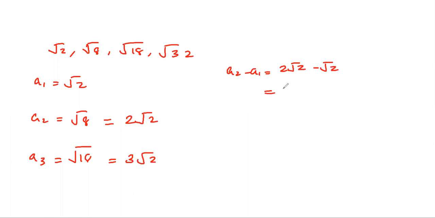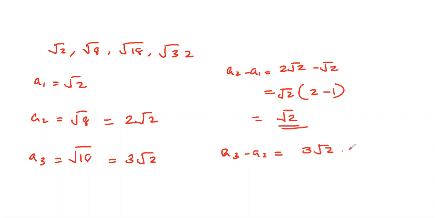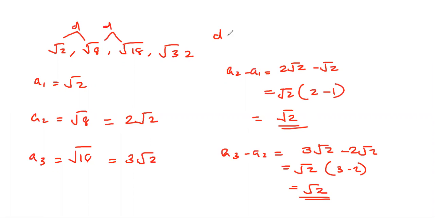If you want, you can take root 2 as a common and you can write 2 minus 1. 2 minus 1 is 1 and it is equal to root 2. Now A3 minus A2 means 3 root 2 minus 2 root 2. Again root 2 common, within bracket 3 minus 2. Again 3 minus 2 is equal to 1 and this is equal to root 2. So in this sequence, the common difference D is a constant, and D is equal to root 2 here. So we can say this is an AP.